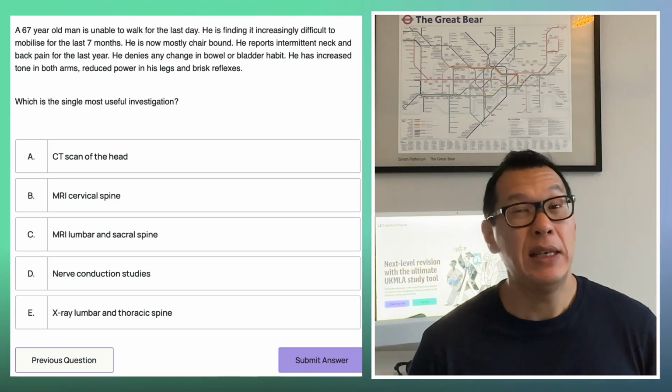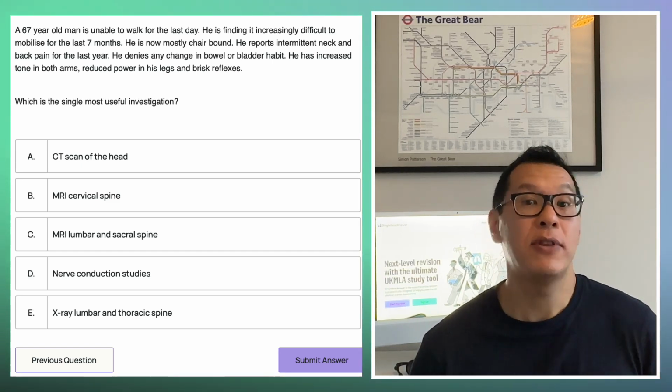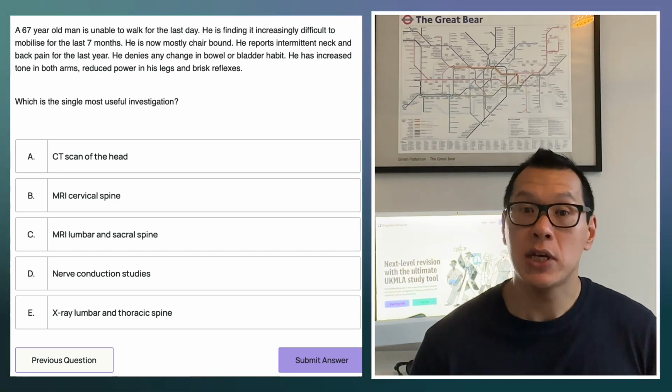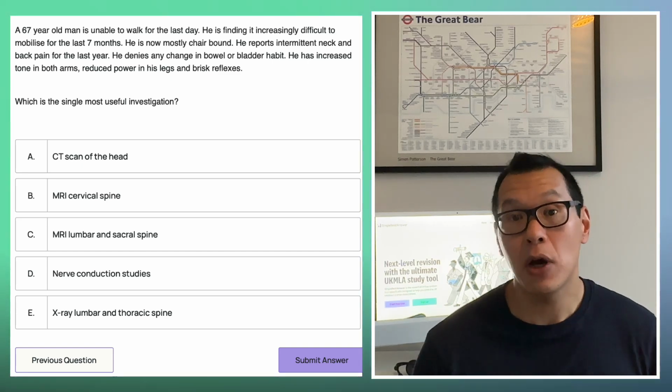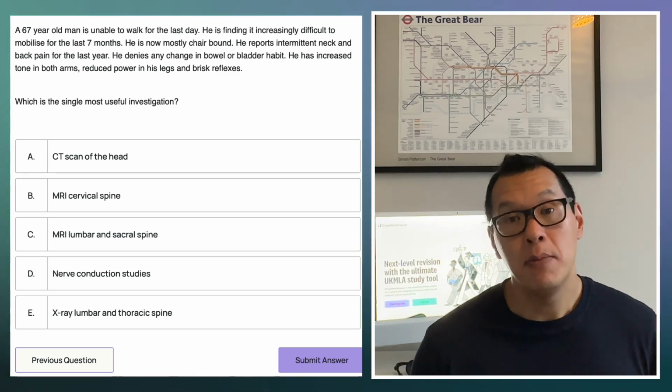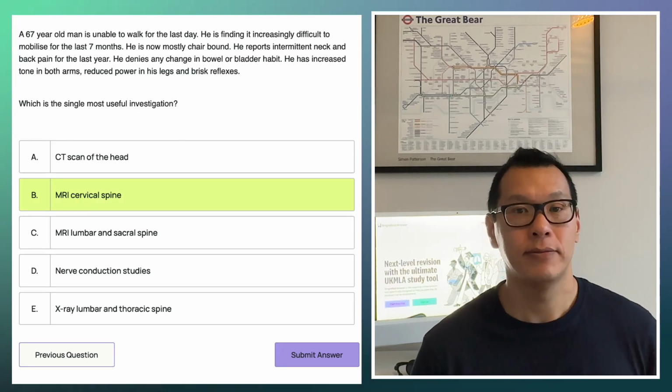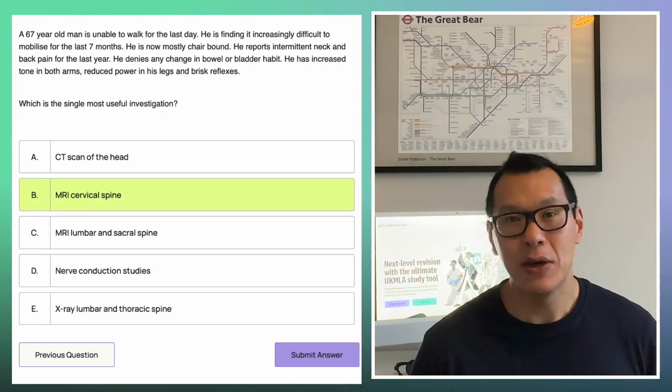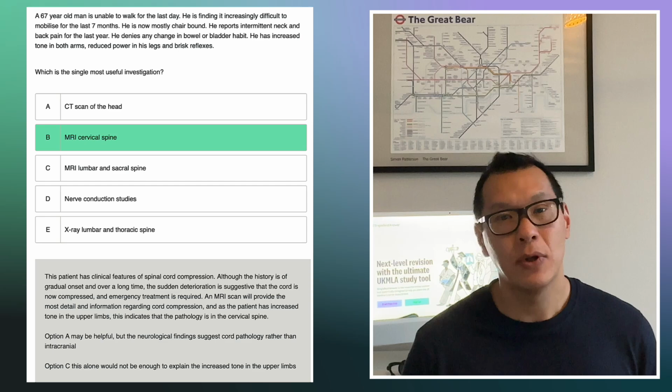E is the least useful of them all. If the patient had history suggestive of metastatic cancer, for example, then certainly E could be useful to look for a bony lesion, but that's not the case here. So we're going to go for B, which is the right answer.